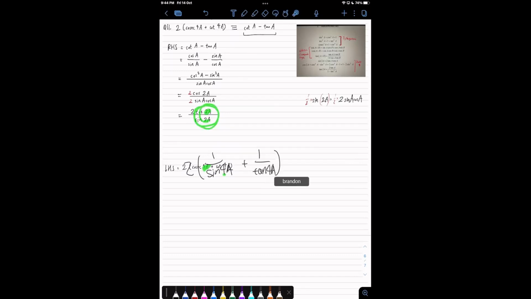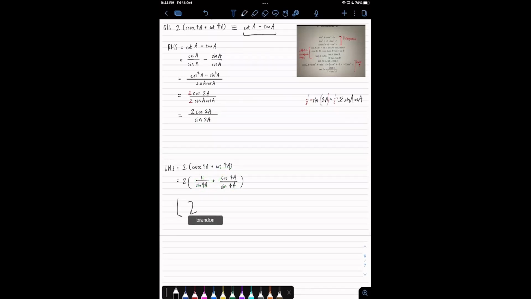Here we have 4A. What should we do? Yes, first step, rewrite it as sine and cosine. Sine, cosine over sine. Very good. Are we done? No. Here you need to realize something. Fraction plus fraction, you always make what the same? Make the denominator the same. But it's already the same, so you just combine straight away. Don't forget the 2 in front.